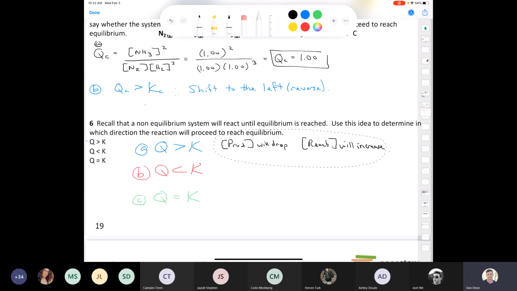Then if we have the scenario where it's the opposite, there we go. So if we have the opposite scenario, in that case, it's going to change, right? It's going to be the opposite. So if your Q is lower than your K, then the concentration of the product is going to increase because you want to have a bigger denominator, and the concentration of the reactant will drop. And then if QC or Q is equal to K, then the system is at equilibrium. Great.